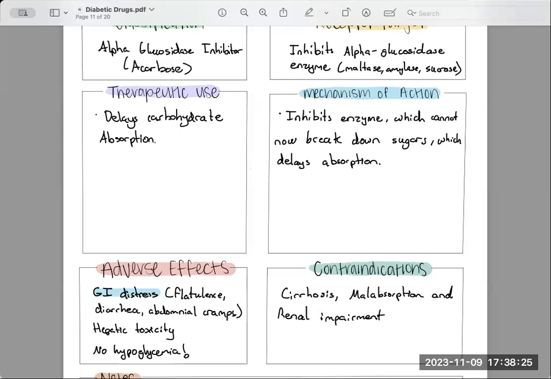Okay, so I would say, it works. Usually I say for a rule of thumb, wherever it works, it also causes the same adverse effect. So this works in the GI area, which means an adverse effect is GI distress. So like flatulence or gas or diarrhea or abdominal cramps, these are all characteristic symptoms of acarbose.